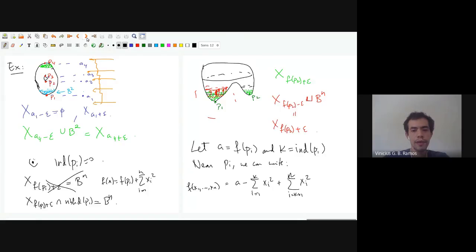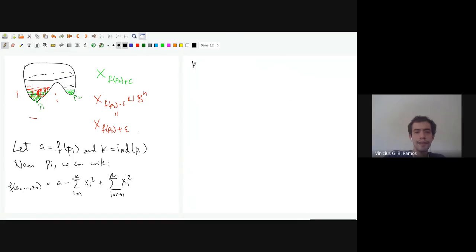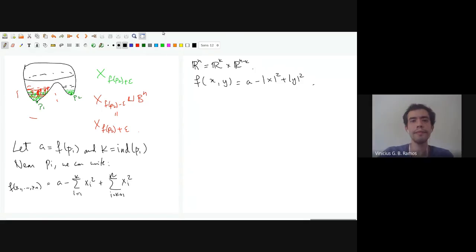Okay, so I'm going to actually write Rn as the product of Rk with Rn minus k. So I can think of the function as having two coordinates, x and y, where x is in Rk and y is in R^(n-k), and this is A minus the norm of x squared plus the norm of y squared. And I'm trying to understand how X of a minus epsilon becomes X of a plus epsilon.